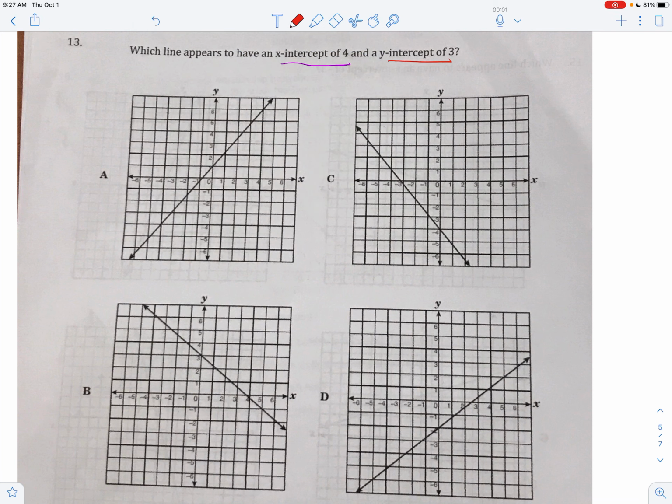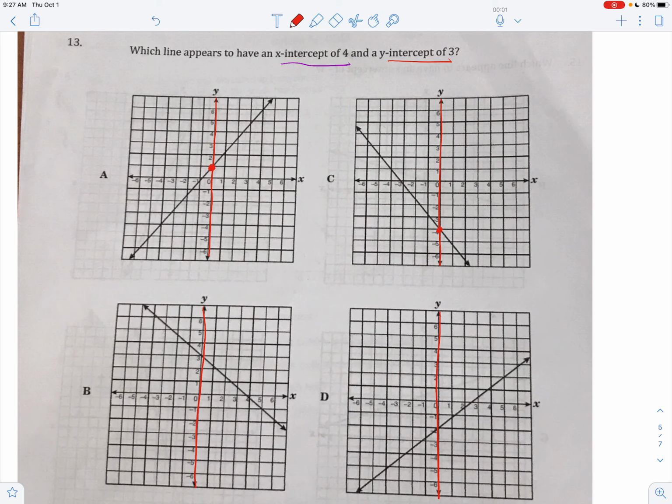Well, first off, we know when we're talking about y-intercept, we need to be looking at the y-axis, right? All right, and we're looking for the y-intercept where the y-intercept is positive 3. Well, we know the y-intercept here is 1.